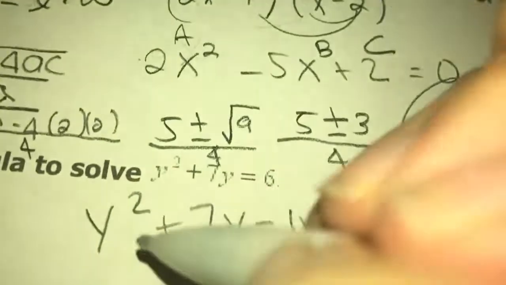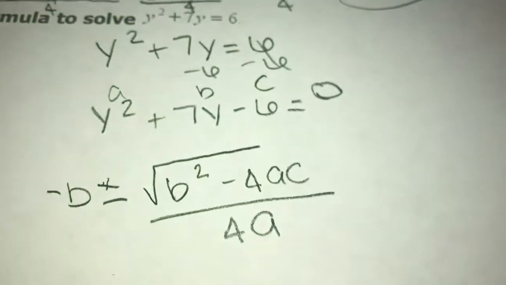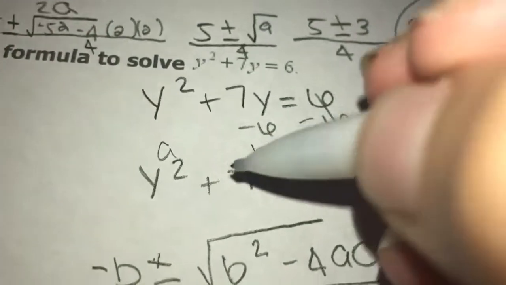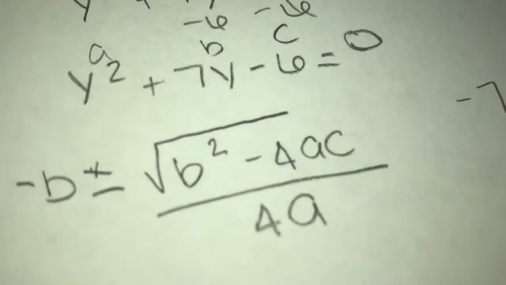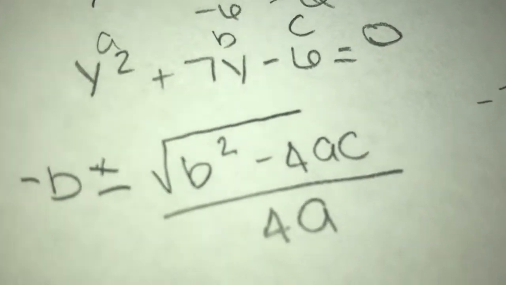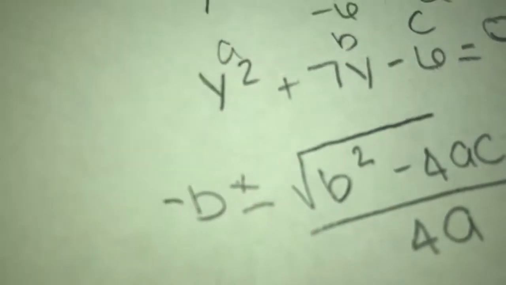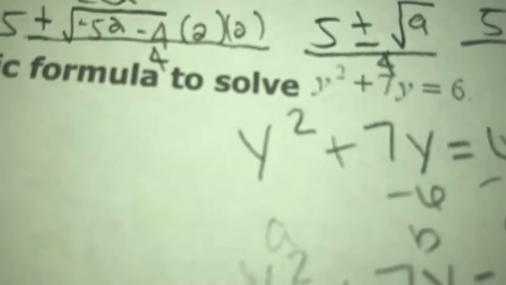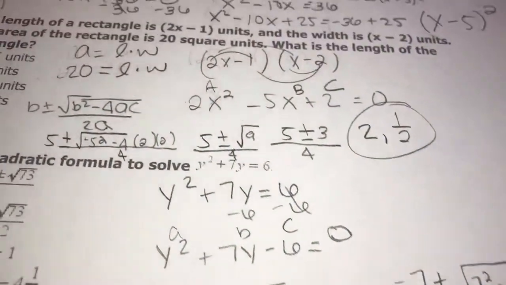Now we're going to plug these in. We have our a term, our b term, and our c term. And we're going to plug this into this formula. So, negative 7 plus or minus the square root of 7 squared minus 4 times 1 times negative 6, divided by 2. Don't know why I put 4a over there. It should be 2a. Okay, so I'm going to write this down. So negative 7 plus or minus.